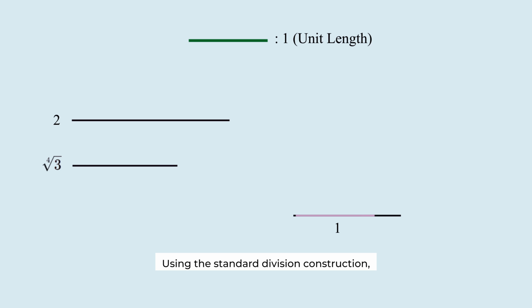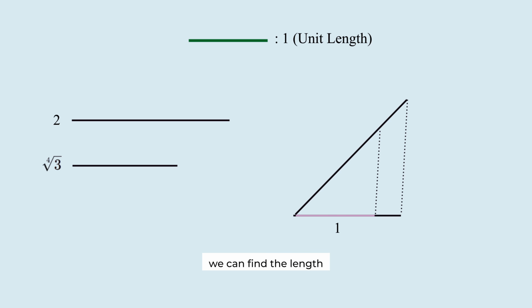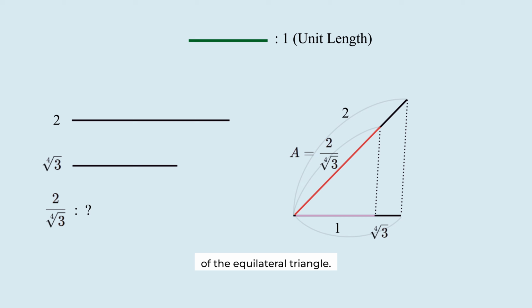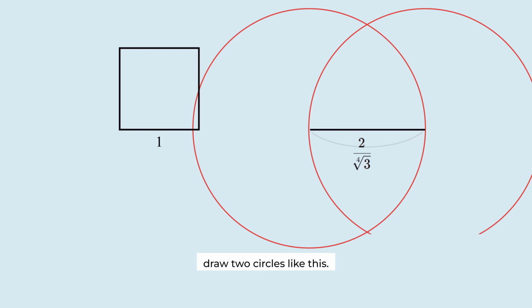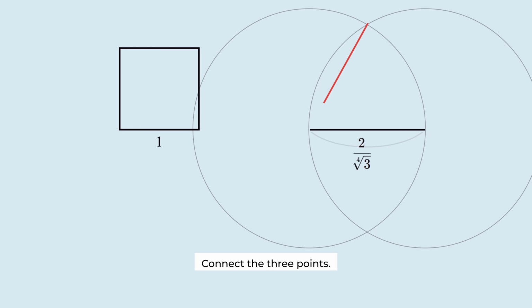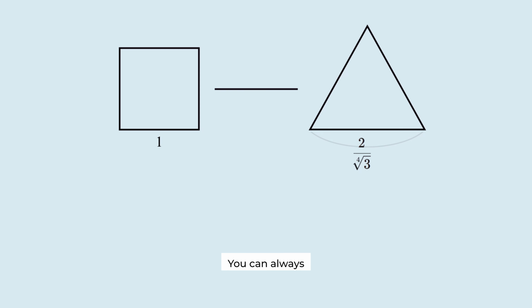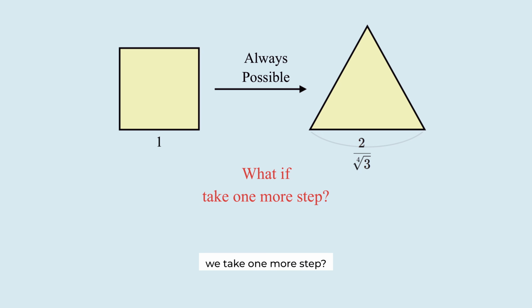Using the standard division construction, we can find the length of this number. This is 2, this is the fourth root of 3, and this is the side length A of the equilateral triangle. With that length, draw two circles like this. Connect the 3 points. You get an equilateral triangle. You can always construct an equilateral triangle with exactly the same area as a square. Now, what if we take one more step?